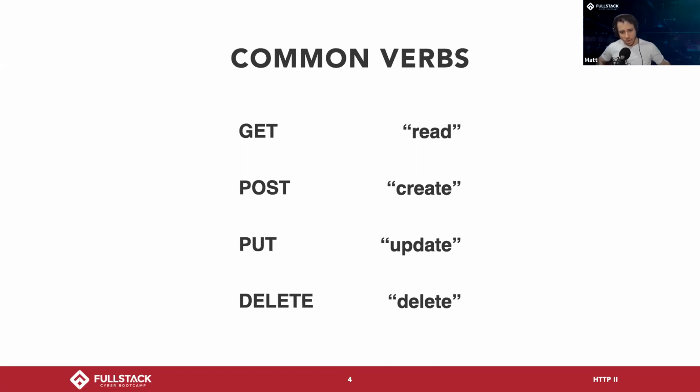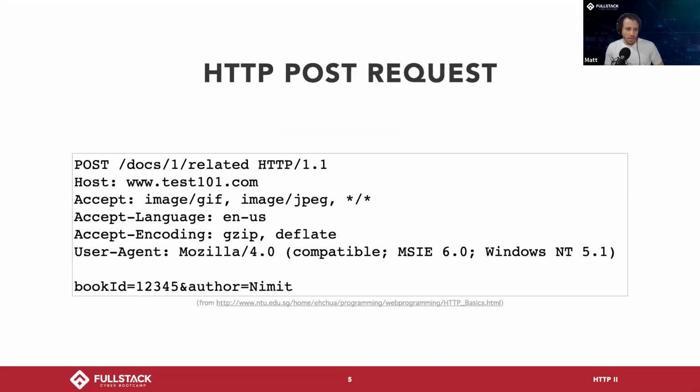Okay, so these are the 4 common verbs. Let's take a look at what a request generally looks like, a post request in particular. Here is an HTTP post request. It looks like this. At the top on that first line where you see POST all in caps, that is the verb of the HTTP request we're making. We're making a post request.